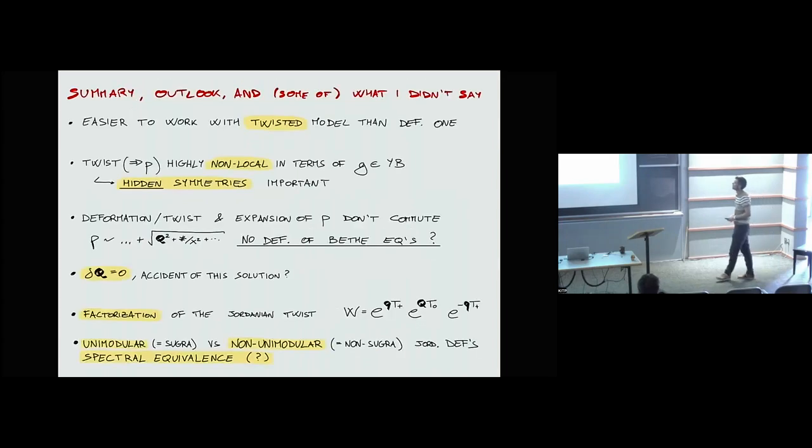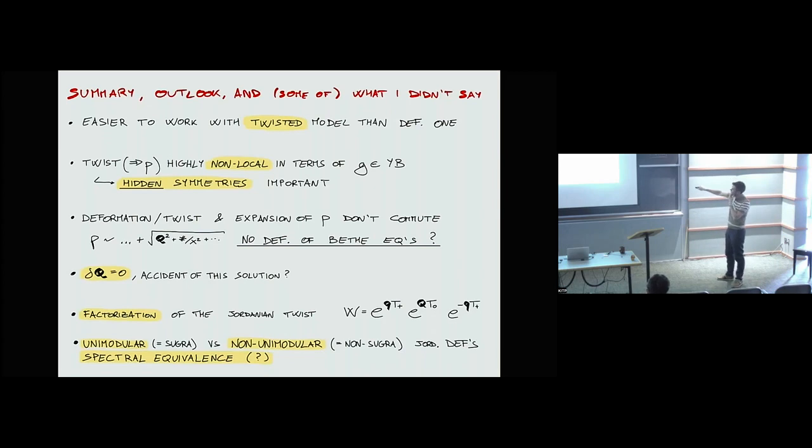Now, let me come to my conclusions. Today, I told you about this family of Jordanian deformations, and I hope I convinced you that rather than working in terms of the deformed language, it's nicer to work in terms of the equivalent twisted model. For example, this twist is highly non-local if we try to write it in terms of the degrees of freedom of the Jordanian model. And given that this twist is one of the ingredients that enter the classical spectral curve, this is an example in which hidden symmetries play an important role in integrable models.